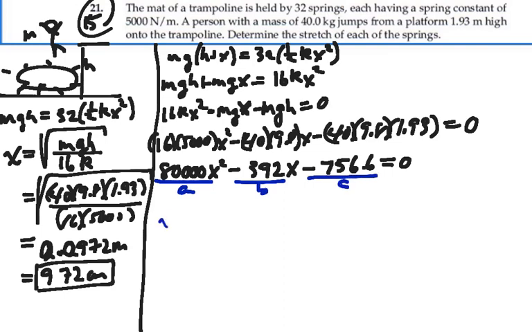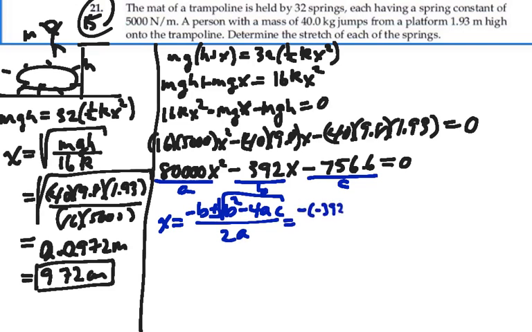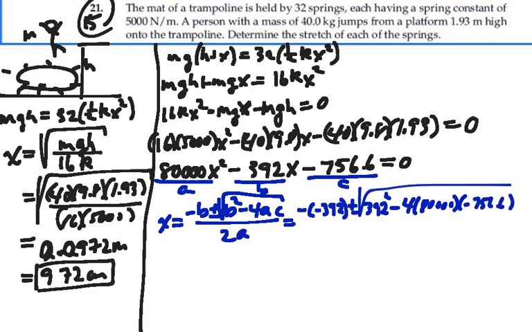And the solution would be x is equal to negative b plus or minus the square root of b squared minus 4ac, over 2a. So in this case, that's going to be negative 392 plus or minus the square root of 392 squared minus 4 times 80,000 times negative 756.6, all over 2 times 80,000.